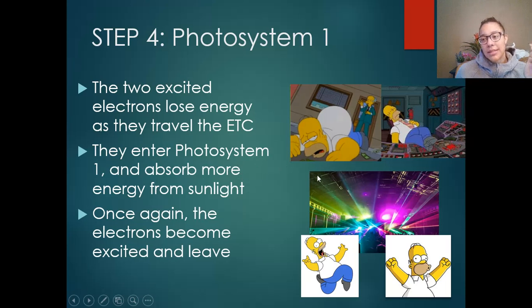So more sunlight is going to enter into the photosystem. Sunlight, party, party, party. Electrons become re-energized, and they will be able to leave this photosystem and then head back towards photosystem 2 as a cyclic process for those electrons. Right, so all about the photosystems and how they re-energize and replace that electron energy.